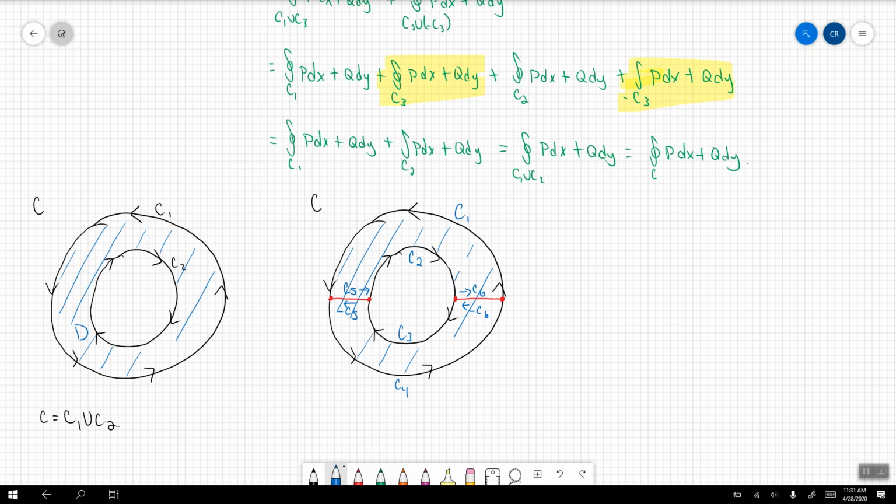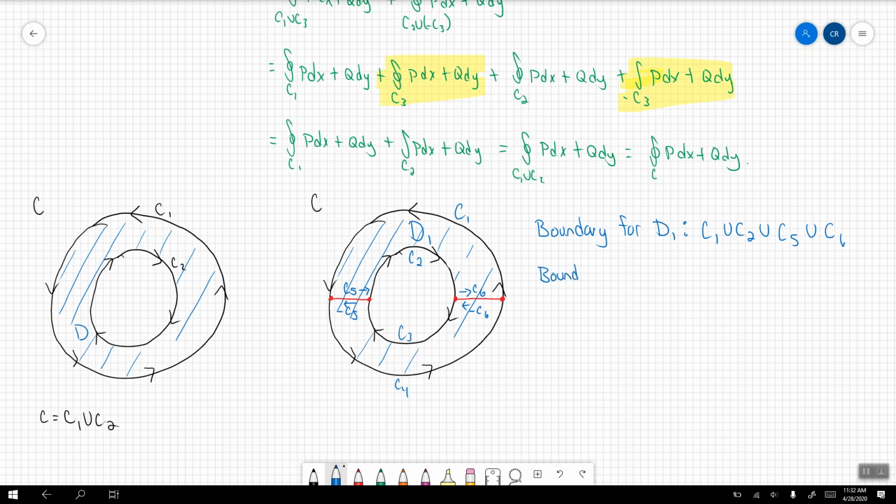Now, what I want to look at is these boundaries. I'm going to look at the boundary for D1. The boundary for D1 is going to be curve 1 union curve 2 union curve 5 union curve 6. So D1 naturally just becomes this upper domain, or that upper region.